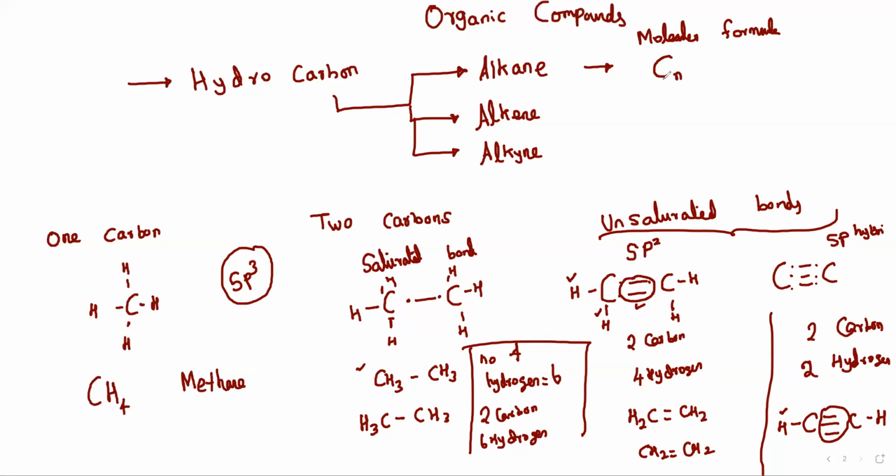n carbons, for example, here I'm having 1 carbon. For that 1 carbon, I need 4 hydrogens. Am I correct? For 2 carbons, 6 hydrogens are required. Similarly, for 3 carbons, 8 hydrogens are required. For 4 carbons, 10 hydrogens are required. Am I correct? Yes.